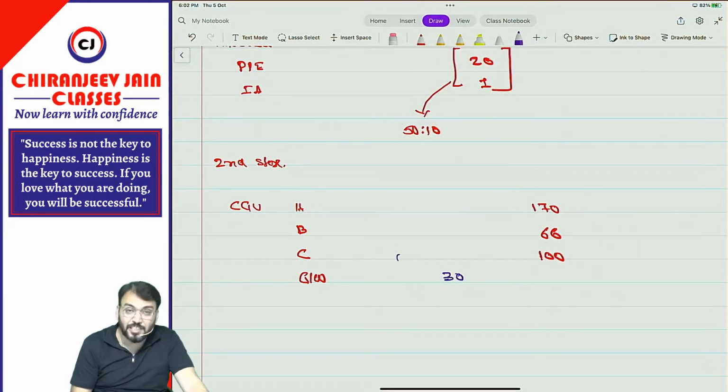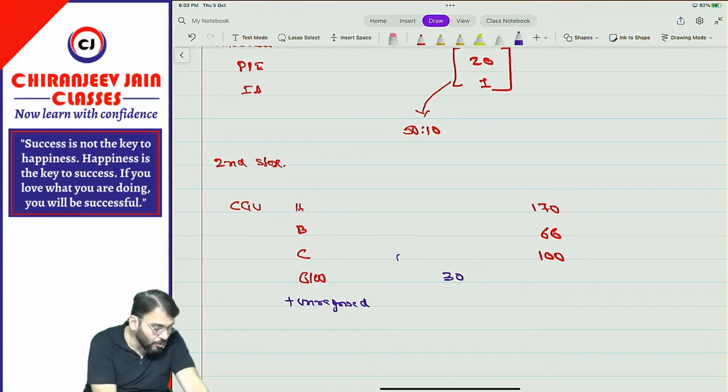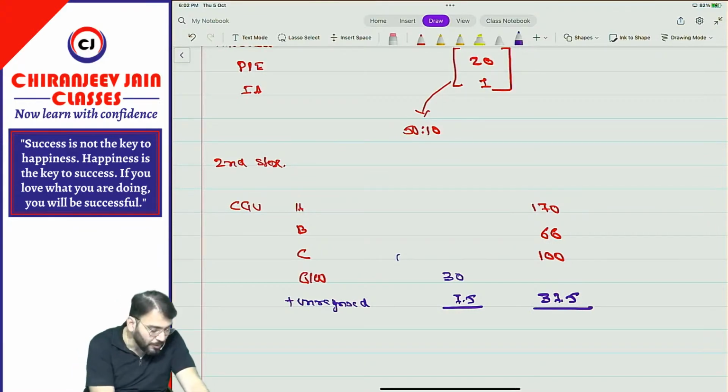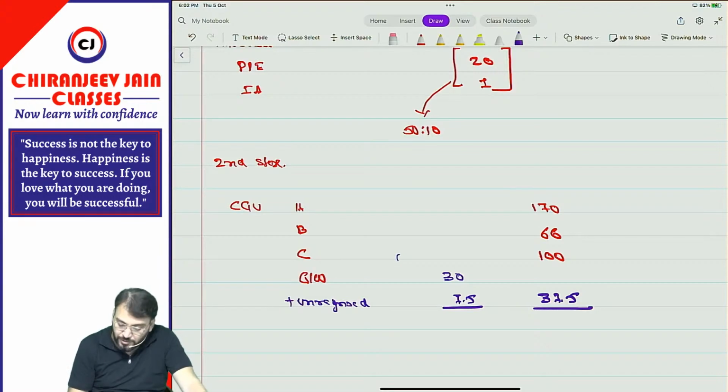So this is 80%. So we'll add the unrecognized share of NCI in goodwill. So how much? 30 divided by 80 into 20. So 7.5 will be added. So this will become 37.5. So total becomes how much now? 170 plus 66 plus 100 plus 37.5. So this becomes 373.5.